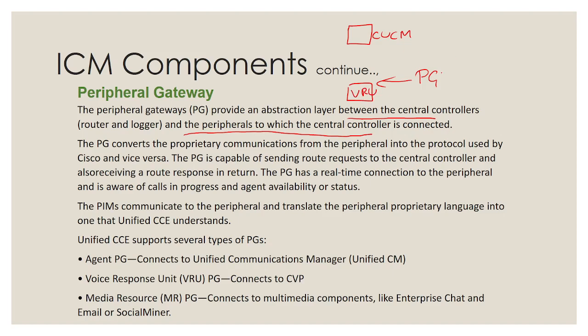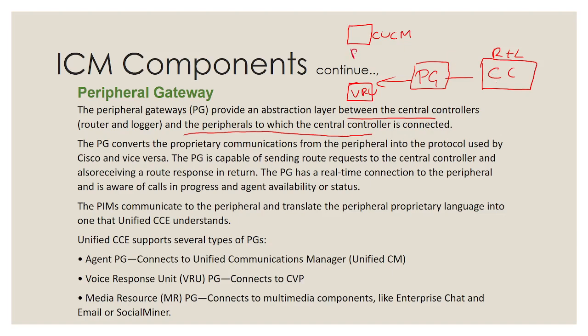And this PG translates the messages from the VRU way of understanding to the central controller. Central controller, as I said, is nothing but router plus logger. So PG acts as an abstraction layer between the peripherals and the central controller.